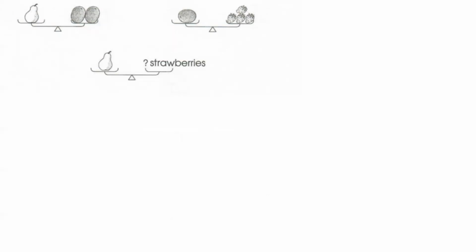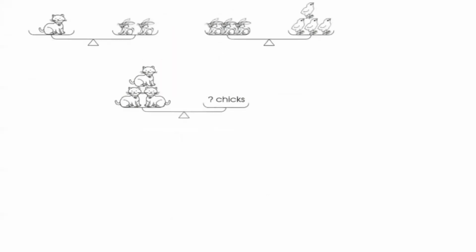So let's go to the next problem. The next problem is the same sort of thing, except this time we're using kittens or cats, bunnies and chicks. I think it's pretty self-explanatory which one is which. So remember, this triangle is the equal sign.